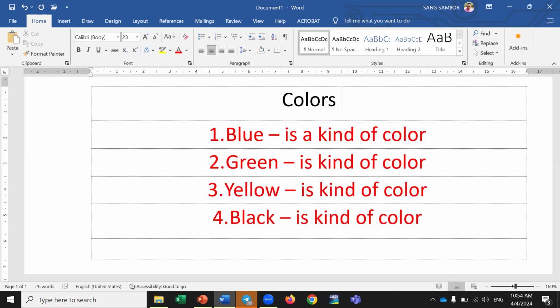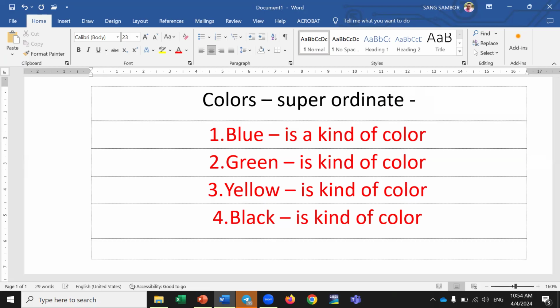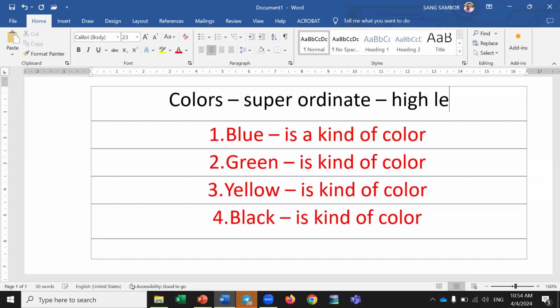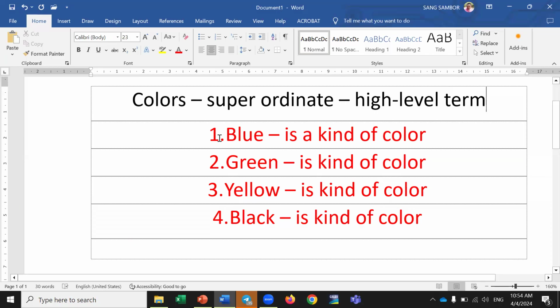Co-hyponym. But the term color here is considered as superordinate. Okay, superordinate. What is superordinate? Superordinate here refers to a high level term. You get what I mean?